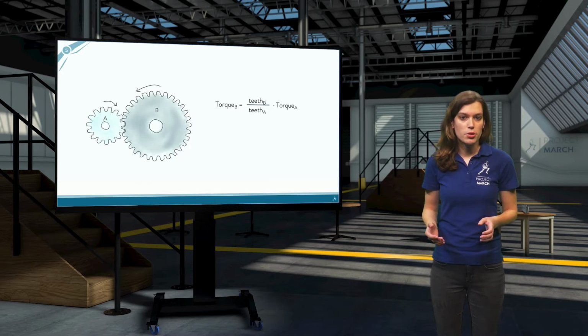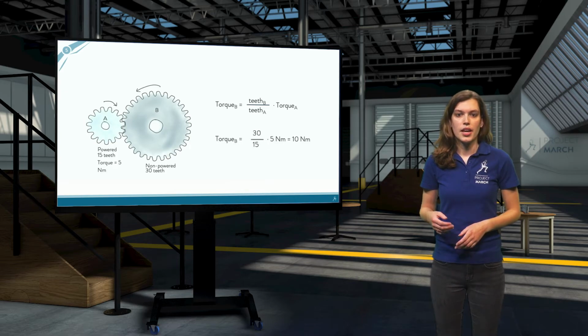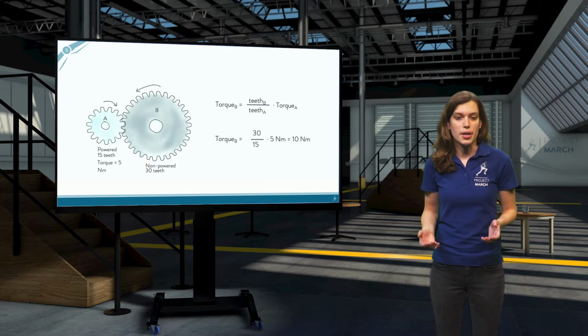If the gear that is powered by the motor has 15 teeth and the other gear has 30 teeth, the transmitted torque is twice as big. If you know how much torque you need, you can determine how much your motor should be able to deliver.